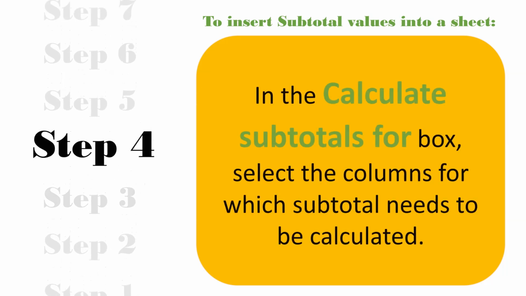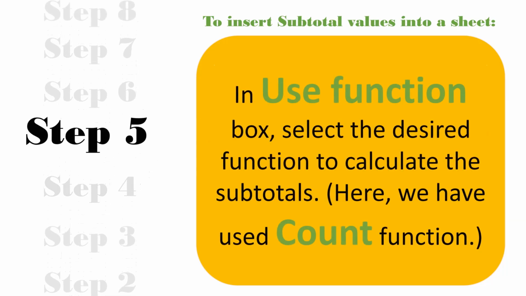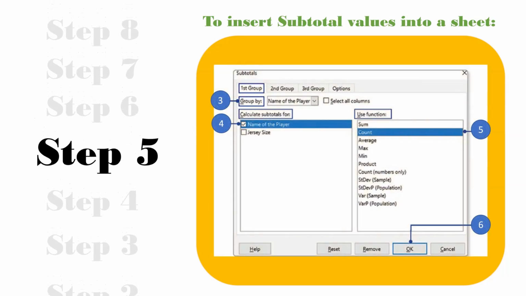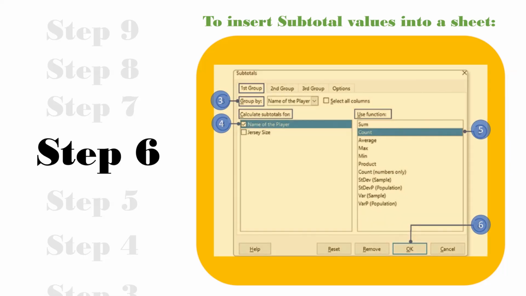Step 4. In the Calculate Subtotals for box, select the columns for which subtotal needs to be calculated. Find Step 4 in the image. Step 5. In the Use Function box, select the desired function to calculate the subtotals. Here, we have used the Count function. Find Step 5 in the image. Step 6. Click on the OK button. Find Step 6 in the image.